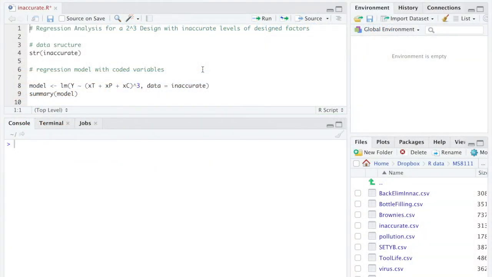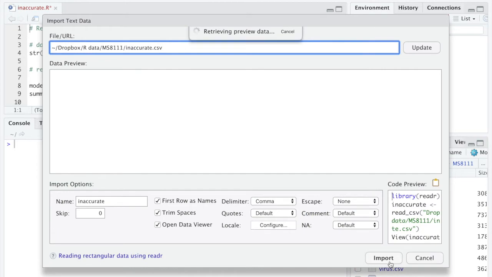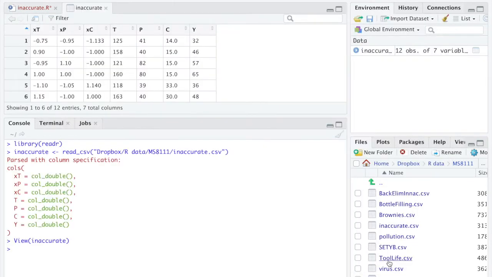Let's start our analysis by loading the CSV data. In the data file, we have the coded variables xt, xp, and xc, the natural variables t, p, and c, and the response variable y.